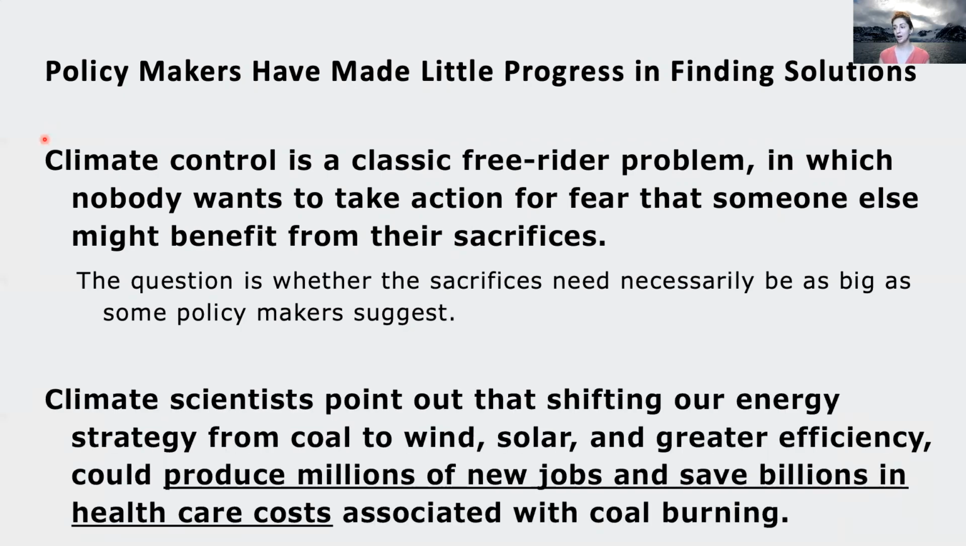Climate scientists point out that shifting our energy strategy from coal to wind and solar, with greater efficiency, could actually produce millions of new jobs and save billions in healthcare costs associated with coal burning. So, all in all, it actually is cheaper and more job positive to address the need for green, clean energy in this country and across the globe. And these are many of the things that are outlined in the Green New Deal.